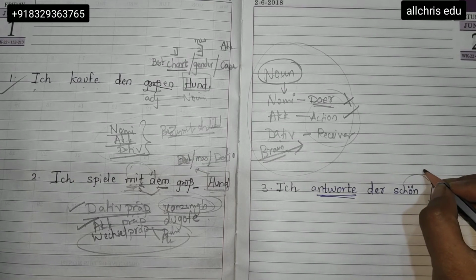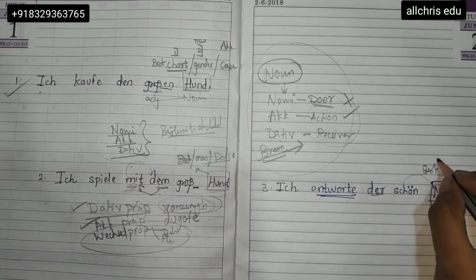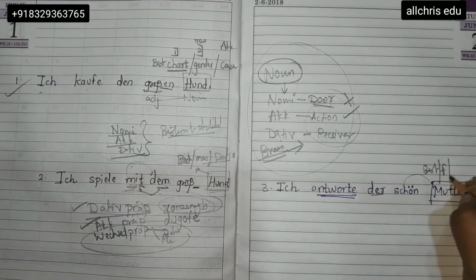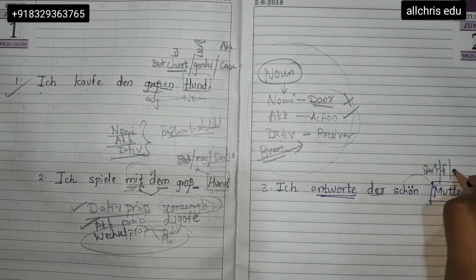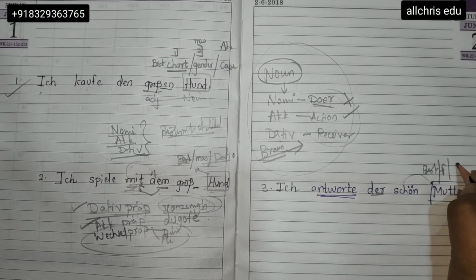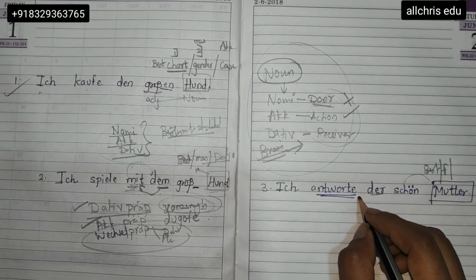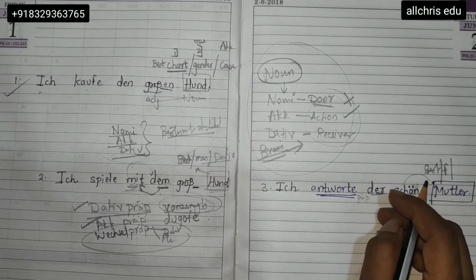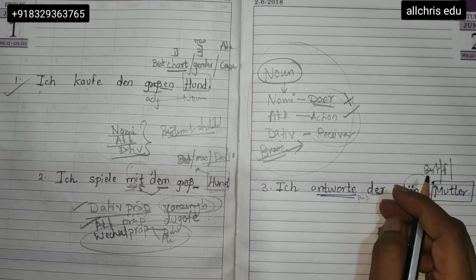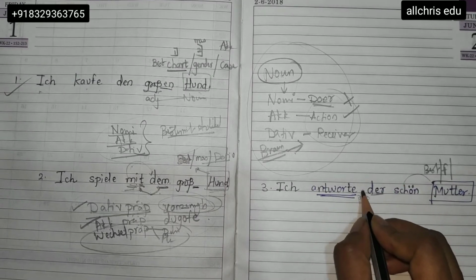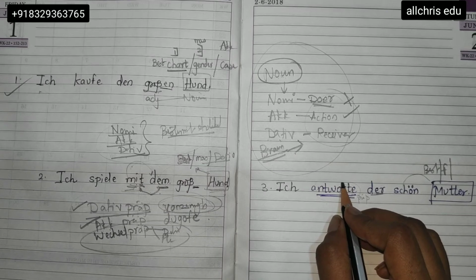So Mutter का chart मुझे find out करना है. That is a bestimmt article chart. Then the gender is female, I know it. And then I need to find out the case. Before this noun, before this article, there is no preposition, so I cannot use the preposition concept over here. So what I can do is concentrate on the verb.